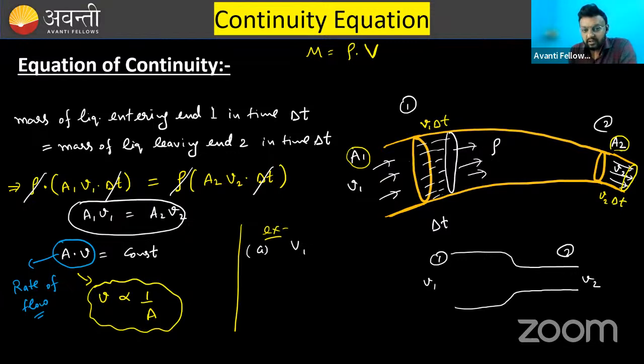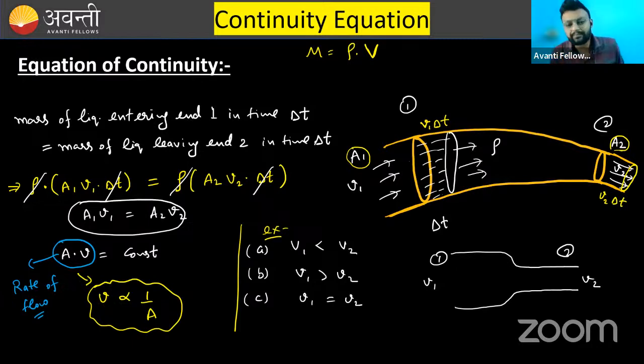First option is v1 is less than v2. Second option is v1 is greater than v2. Third option is v1 is equal to v2. What will you say? Choose option A, B, or C. Comment in the chat box. Be quick to respond.